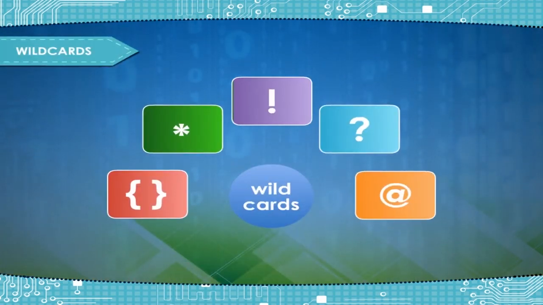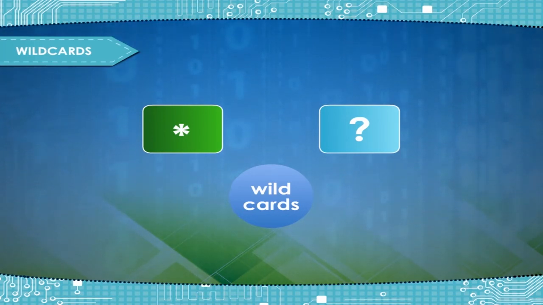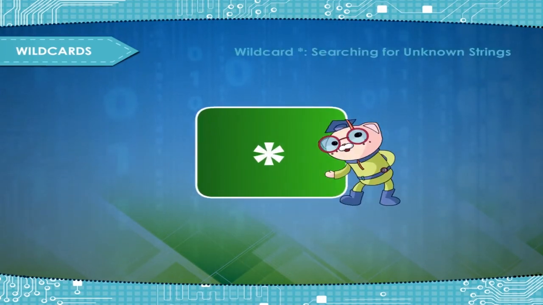Wildcards. Wildcards are symbols you can use when you don't know exactly what you are looking for, but can almost guess. There are two wildcards supported in Windows Search: asterisk and question mark. Wildcard asterisk. Searching for unknown strings. Using an asterisk allows you to replace a string of text.